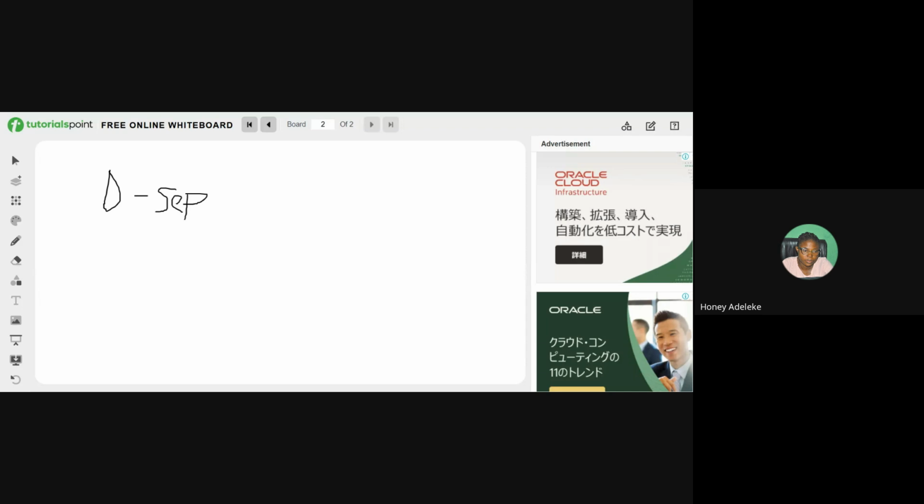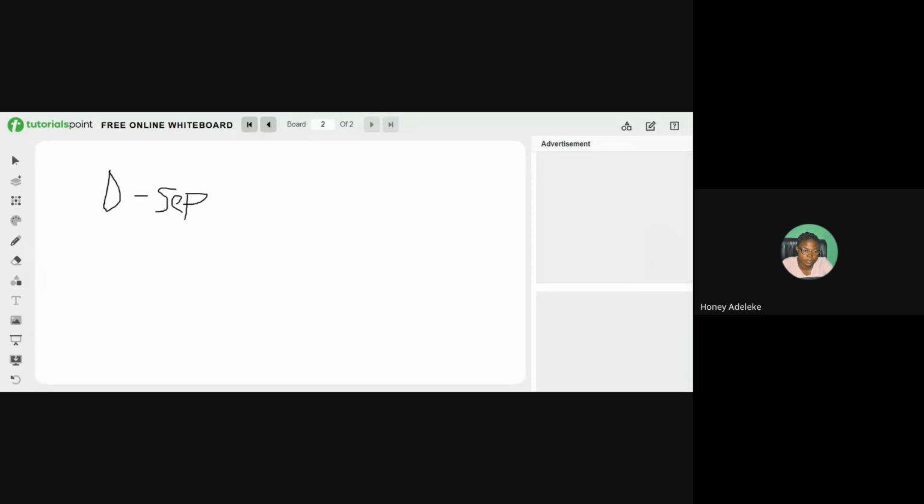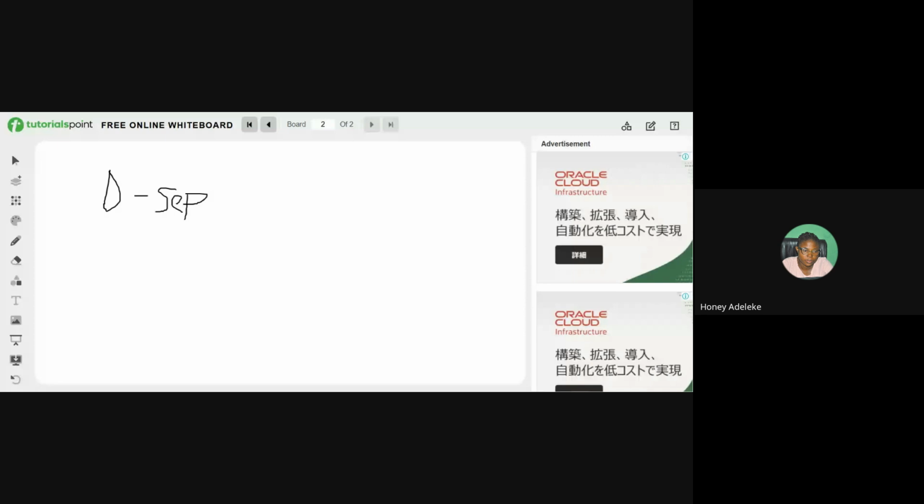So when you're talking about d-sep, it is supposed to tell you whether knowing a particular variable will block the flow of influence or the path of influence between other variables. So that's the idea that we want to talk about. So under d-sep, we are going to talk about paths and blocking. So we are going to be talking about paths.